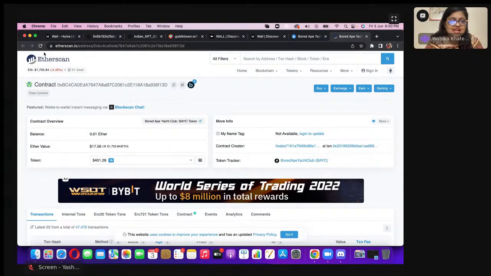So this Etherscan is like, I would say, how we have Windows Explorer on our laptops, right? Windows Explorer is where you'll find all the files and all the folders in our computer. So this is like the Windows Explorer of Ethereum, where you can find everything that is happening on Ethereum.